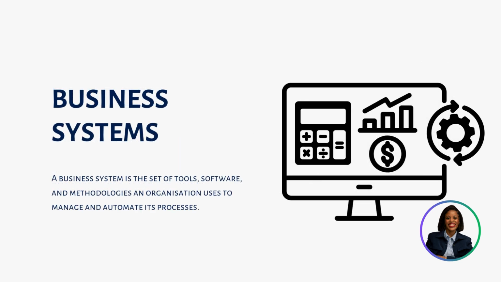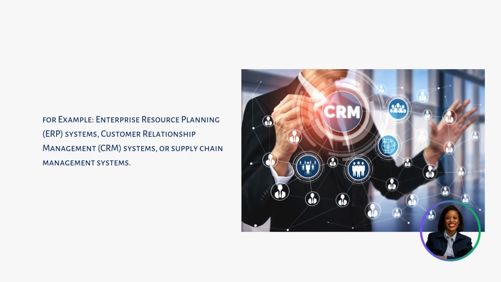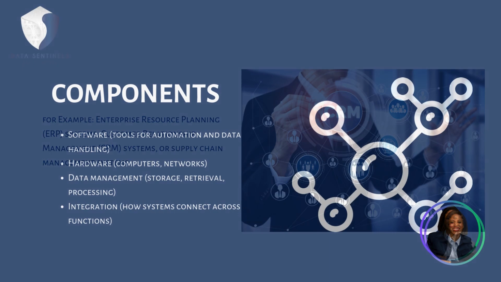Whereas in business systems, this is a set of tools, software, or methodologies an organization uses to manage and automate its processes. The focus here is technology or infrastructure that supports and enhances the business process. For example, enterprise resource planning systems, or an ERP, customer relationship management systems like CRMs, or supply chain management systems.